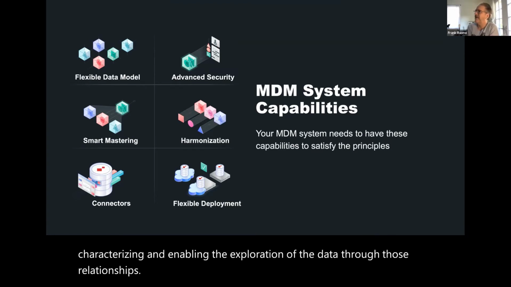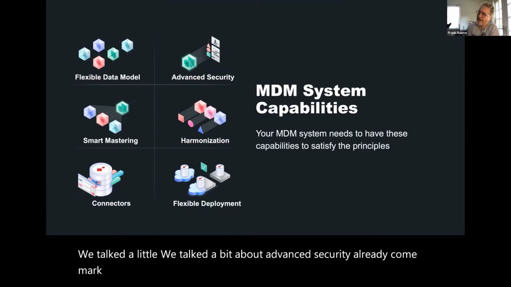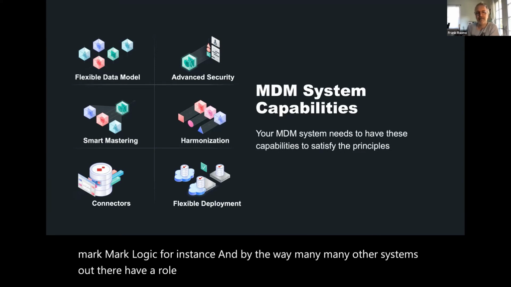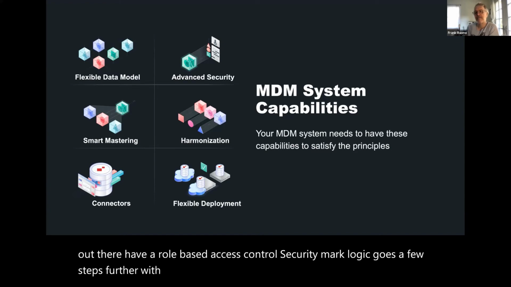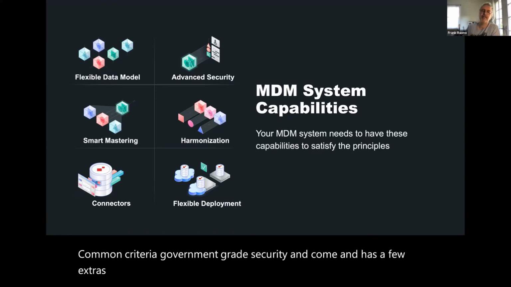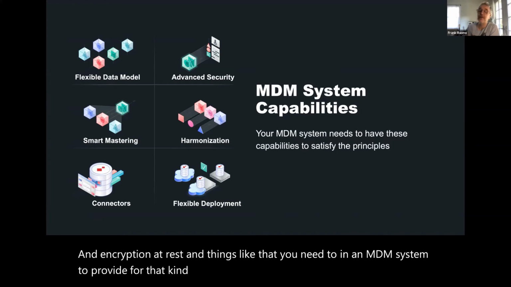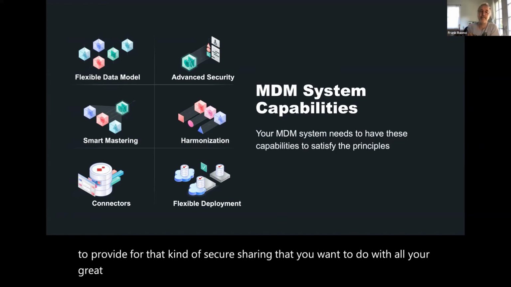We talked a bit about advanced security already. MarkLogic, for instance, and by the way, many other systems out there have role-based access control security. MarkLogic goes a few steps further, providing common criteria, government-grade security, and has a few extras like compartment-based security and encryption at rest and things like that. You need that in an MDM system to provide for the kind of secure sharing that you want to do with all your great data that you created in the system.